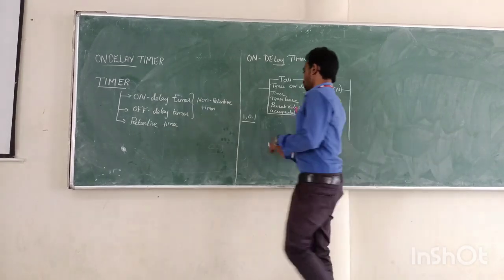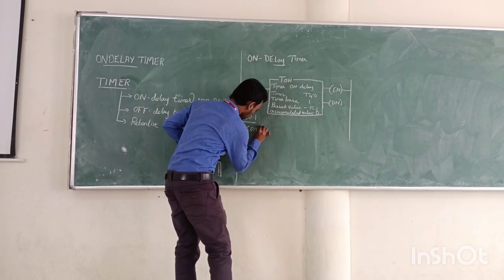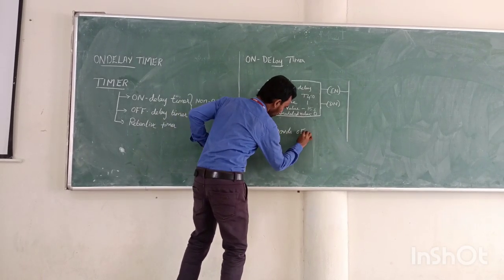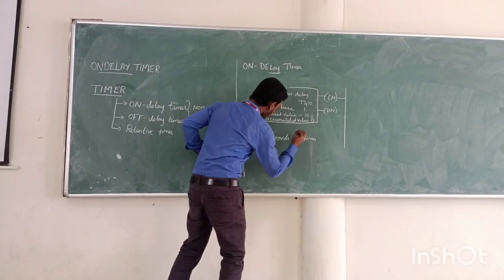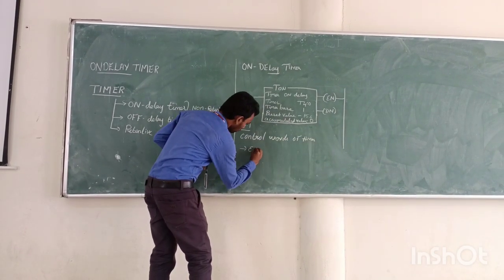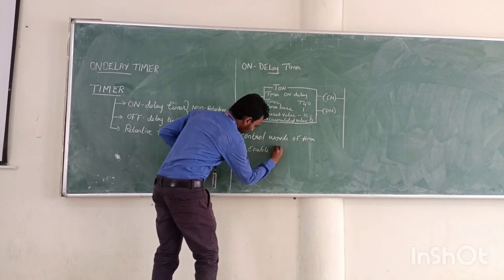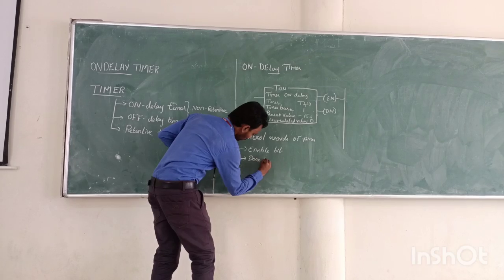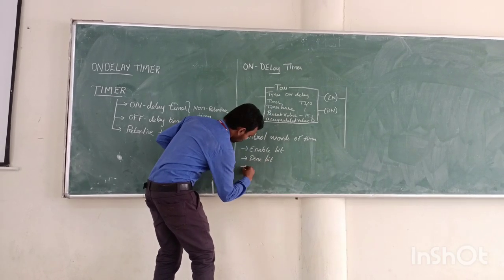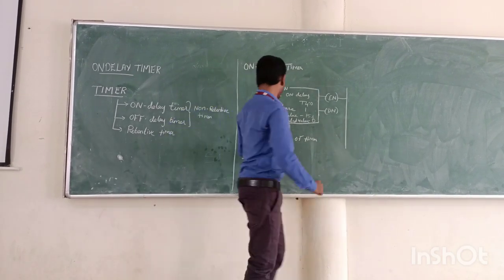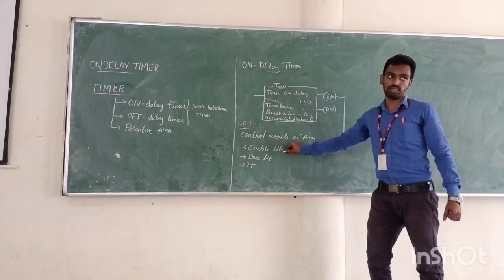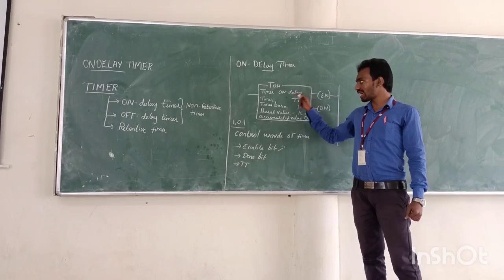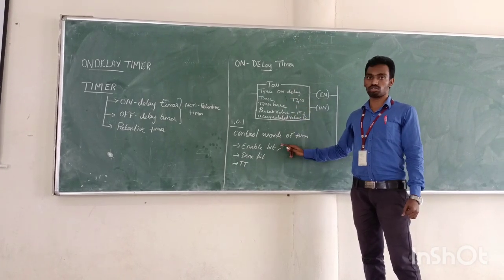Next we are moving to control words of timer. Here three control words are used. First one is enabled bit, second one is done bit, third one is timer timing bit. So what is enabled bit? This enabled bit will get energized when the timer instruction is true, the enable bit is true, and when the timer instruction is false, the enable bit also becomes false.